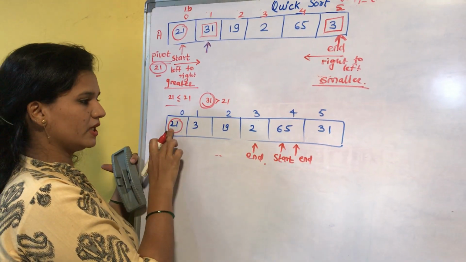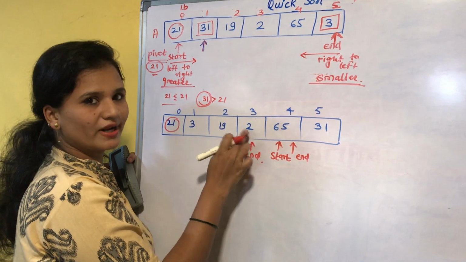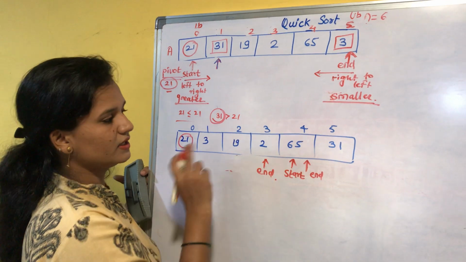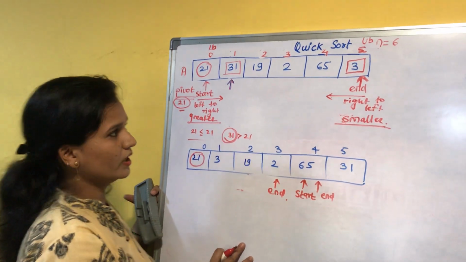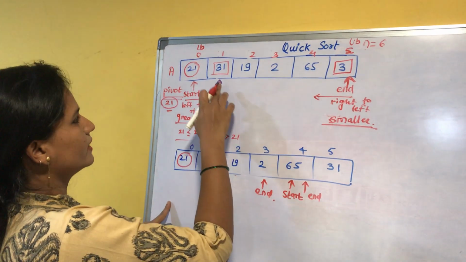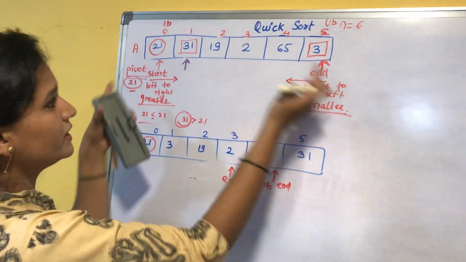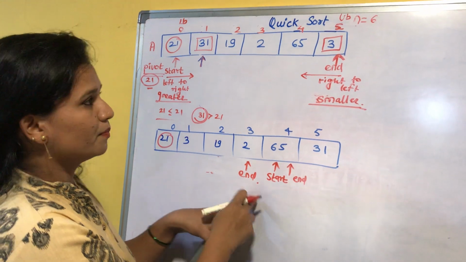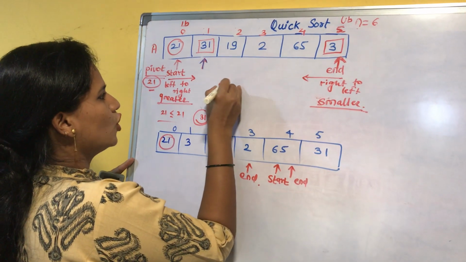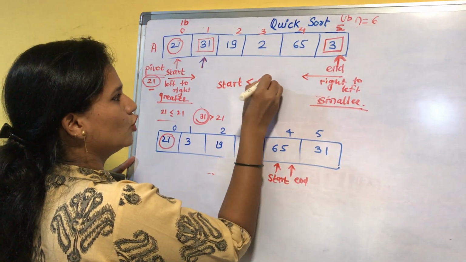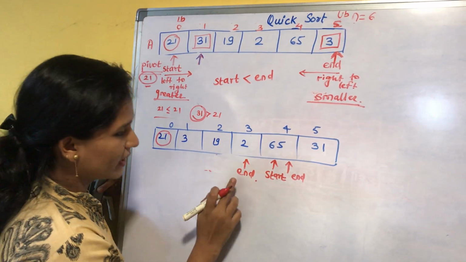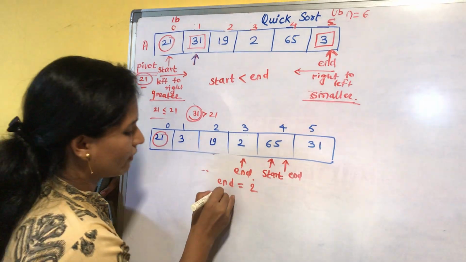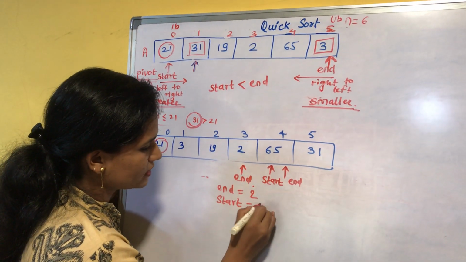Again I will compare 21 with 2. 2 is a smaller element now, and I was looking for the smaller element, isn't it? But here we cannot do the swapping. What we have done earlier, when we got a greater element here and a smaller element here, we did swapping, isn't it? But here we are not going to do swapping. Why? Because here the value of end is 2 and the value of start is 4.